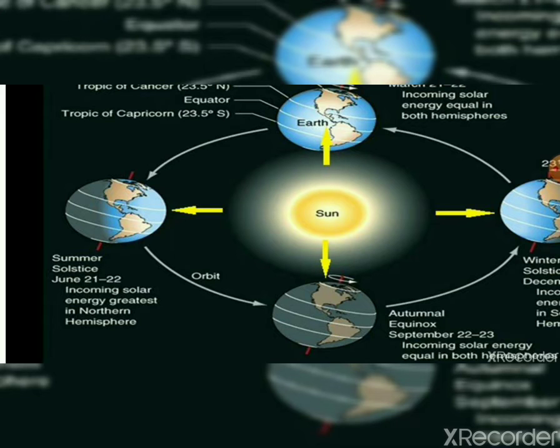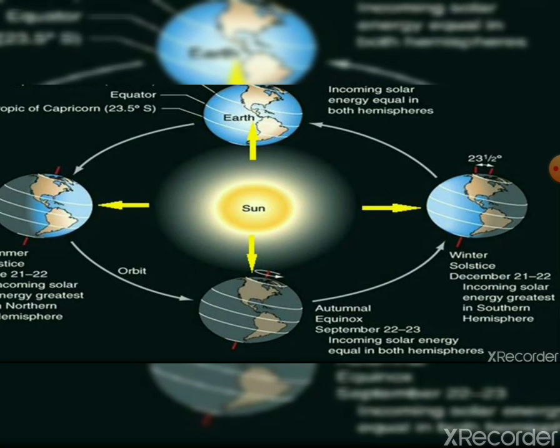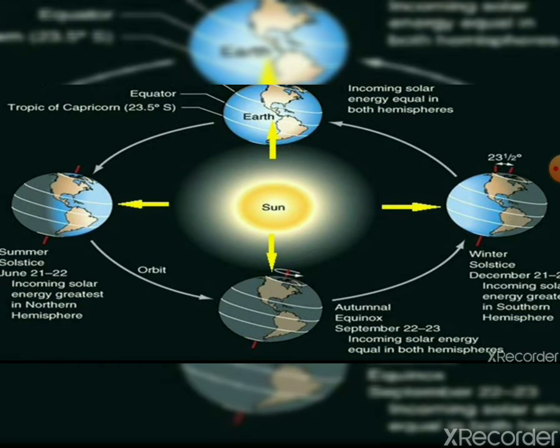At this time in the southern hemisphere, all these conditions are reversed. It is winter over there. The nights are longer than the days. This position of the earth is called the summer solstice.